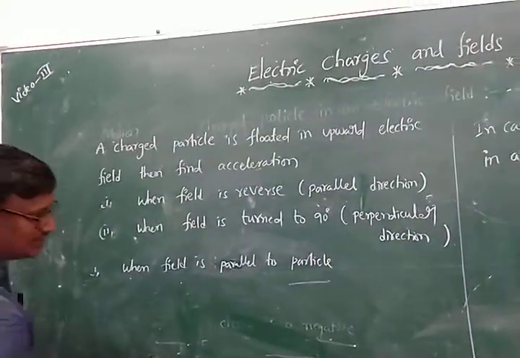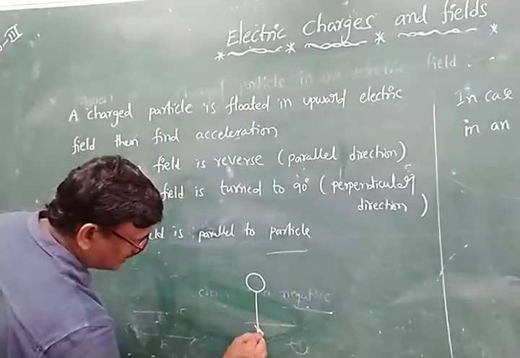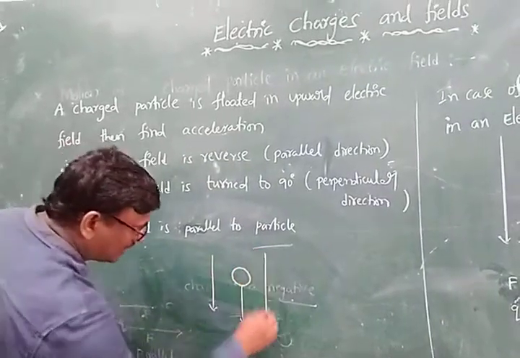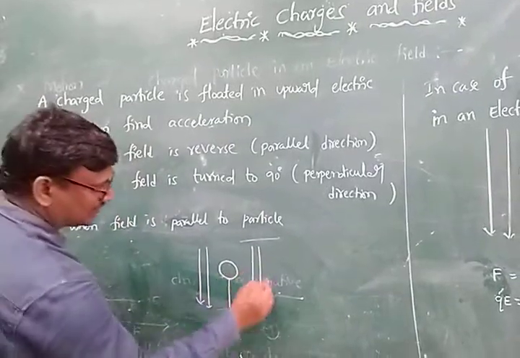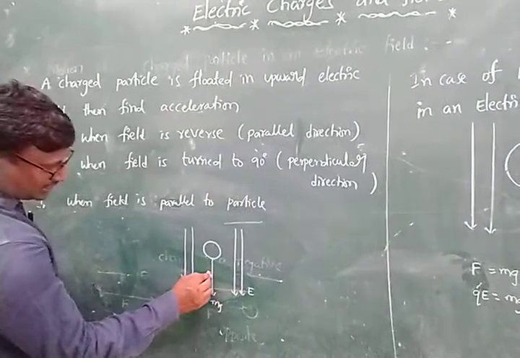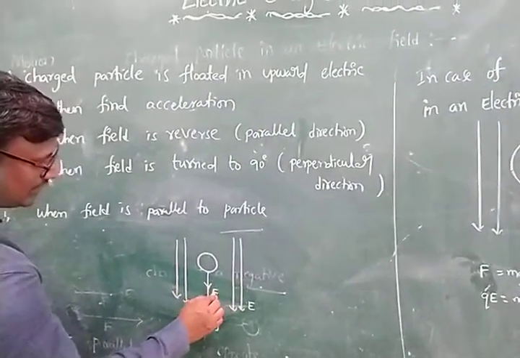Parallel to the particle. See, this is the particle. Its weight mg is acting vertically downwards. Now the electric field is also acting downwards. Here the force, which direction is it acting? It is also in the downward direction.